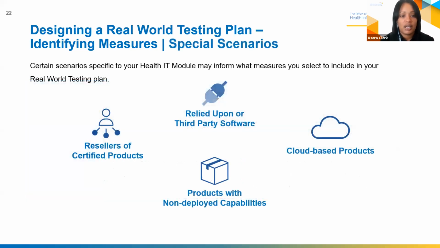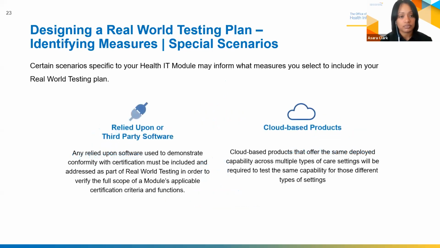Now, let's get into the second part of identifying measures. We have outlined and identified some special scenarios that you might consider for your unique circumstance as a health IT developer and for your certified health IT. So we know that there are resellers of certified products. We know that there's relied upon software or third-party software, cloud-based products, and products with non-deployed capabilities. So we're going to run through those.